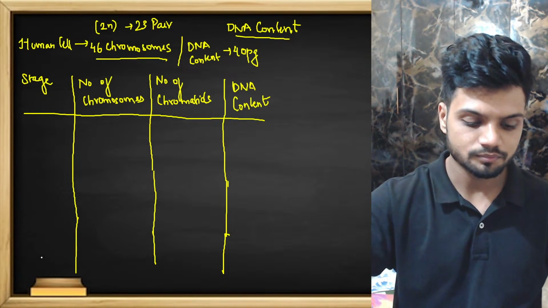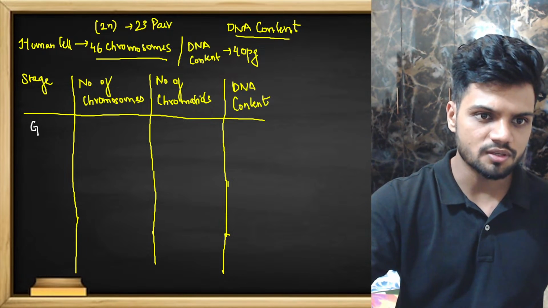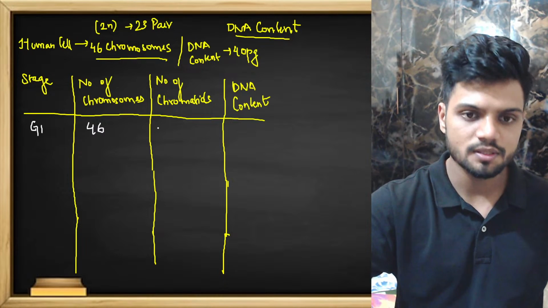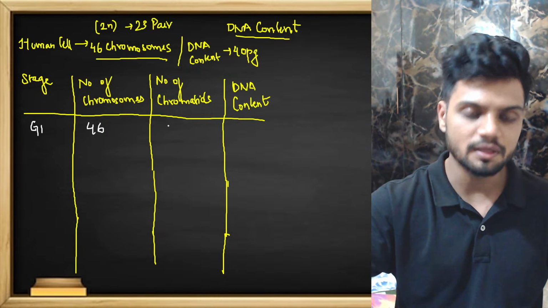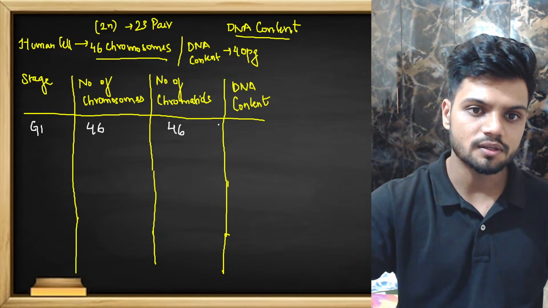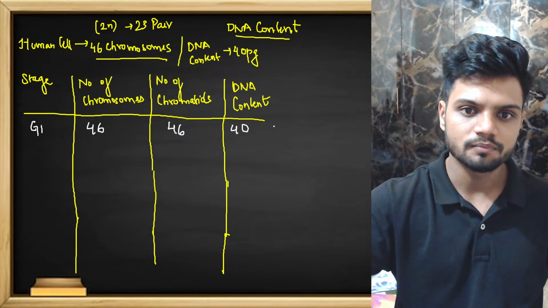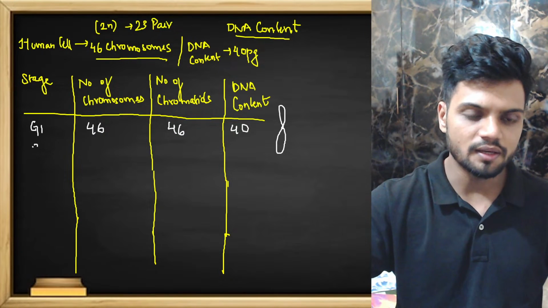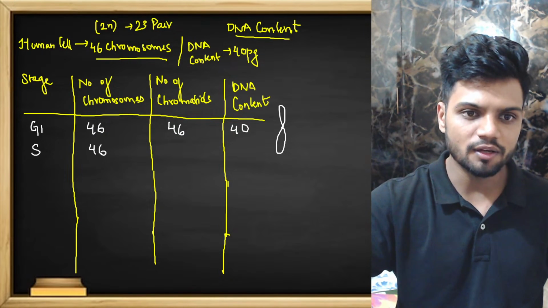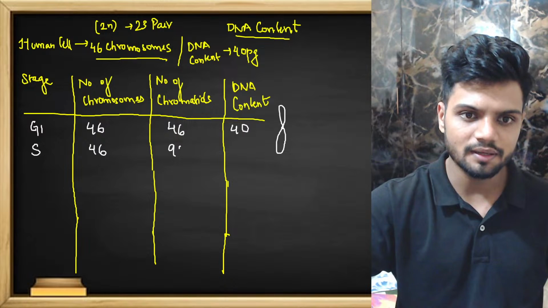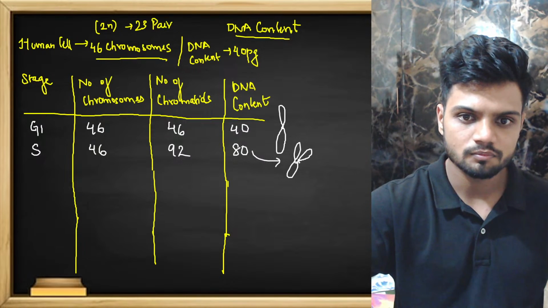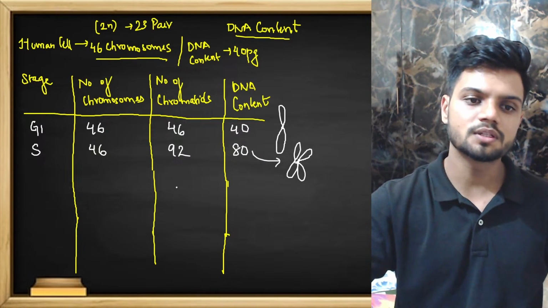In the G1 stage, number of chromosomes is 46. Number of chromatids, students, tell me. 46 initially. DNA content is 40. Chromosomes look something like this. Now in S phase, what happens? The DNA content is doubling. This is becoming 92 and this is becoming 80. So chromosomes will look something like this now. This is happening in S phase.